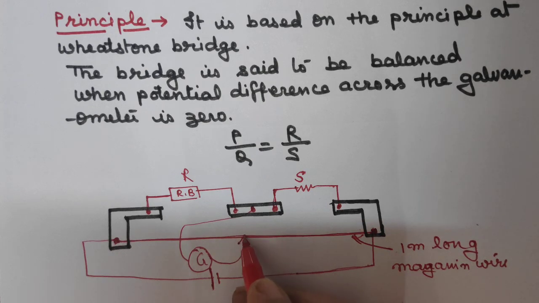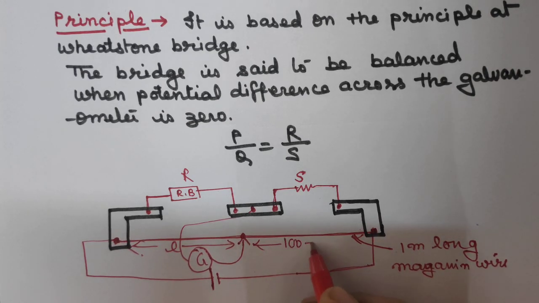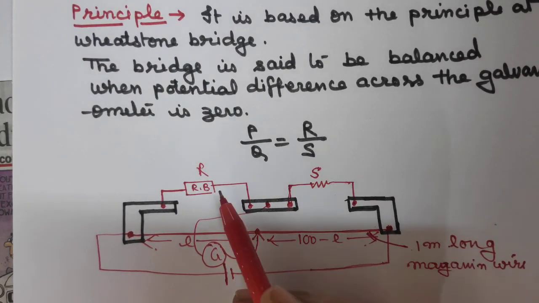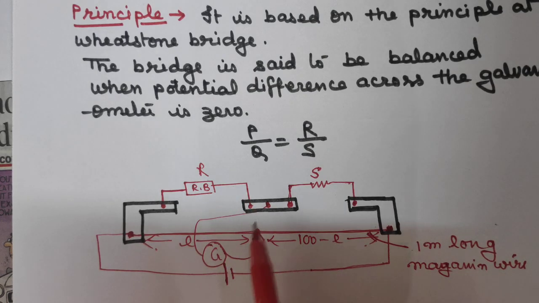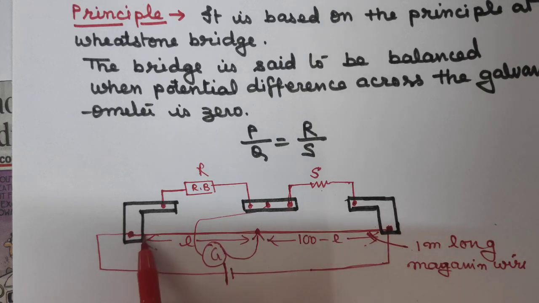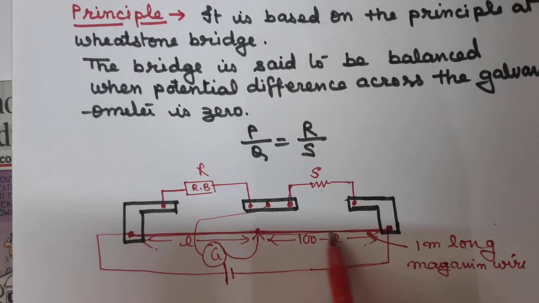The length of this part is taken as L, and this is 100 minus L. Now if we see carefully, here are 4 resistances. One resistance is this, another resistance is this, one resistance is this, and the other resistance is this. This is also a wire of high resistivity.